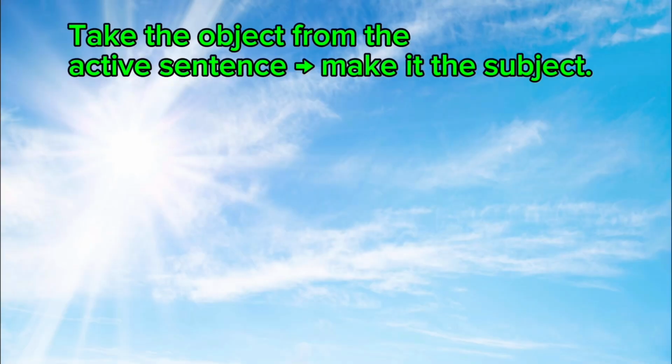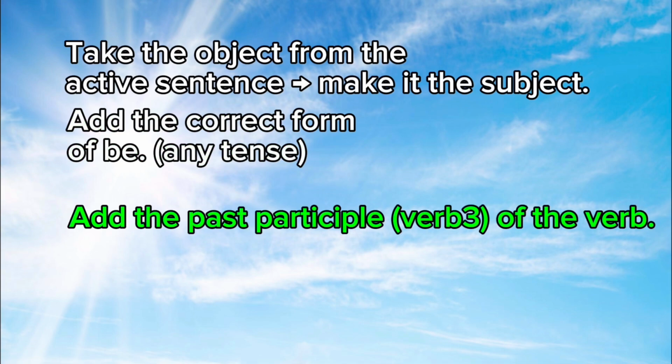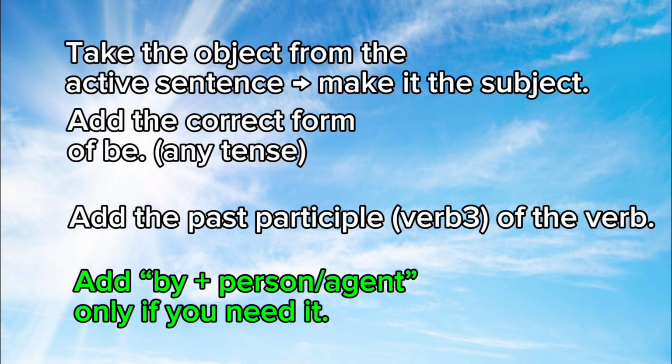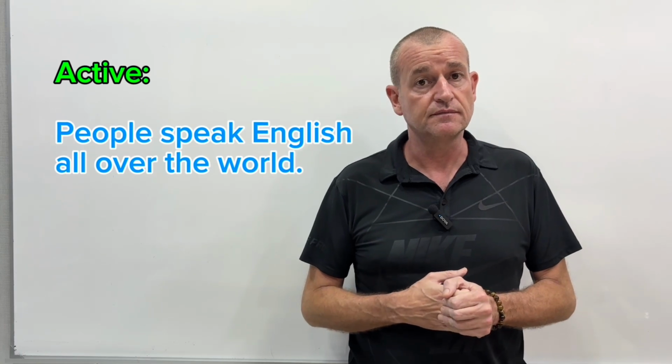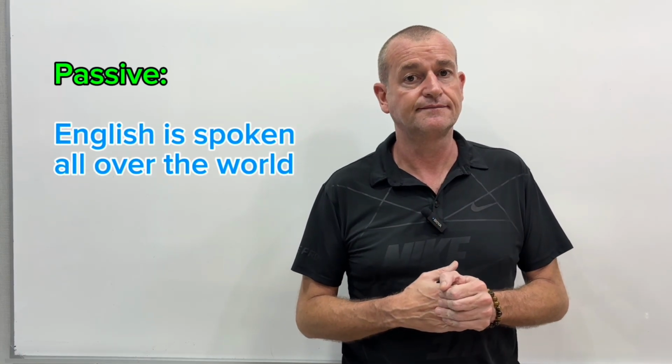So how to form passive voice? We take the object from an active sentence and we make it the subject. Add the correct form of the verb to be, which as previously stated is any tense. Add the past participle, verb 3, of the verb. Add "by" plus the person or agent only if you need to. People speak English all over the world. English is spoken all over the world.